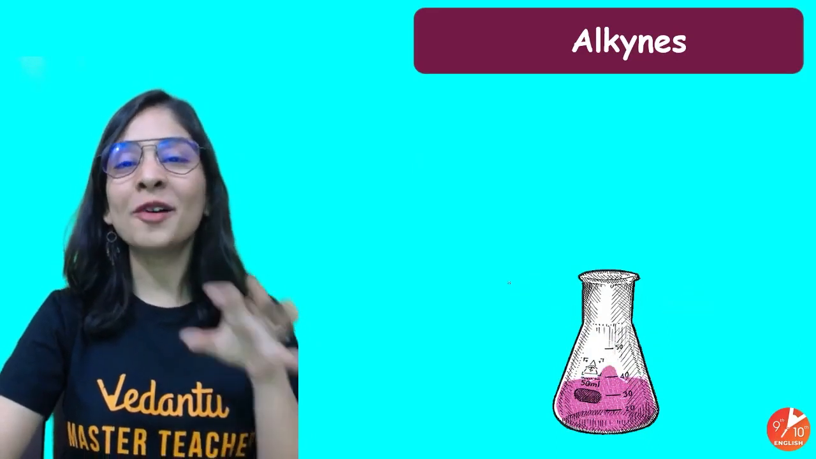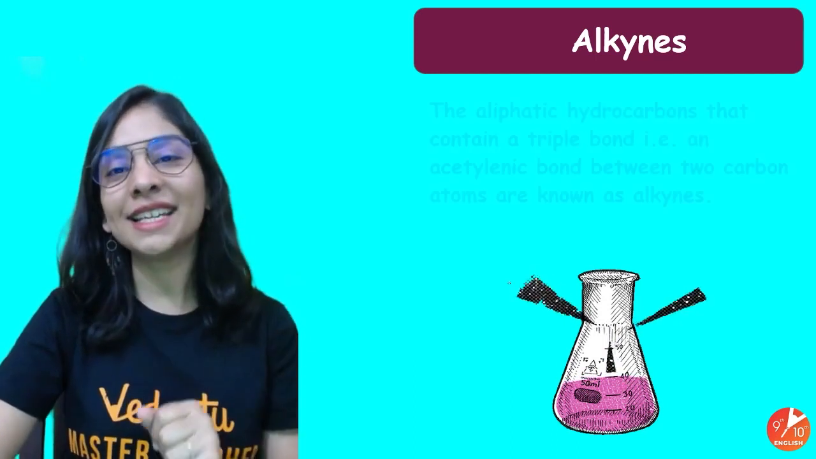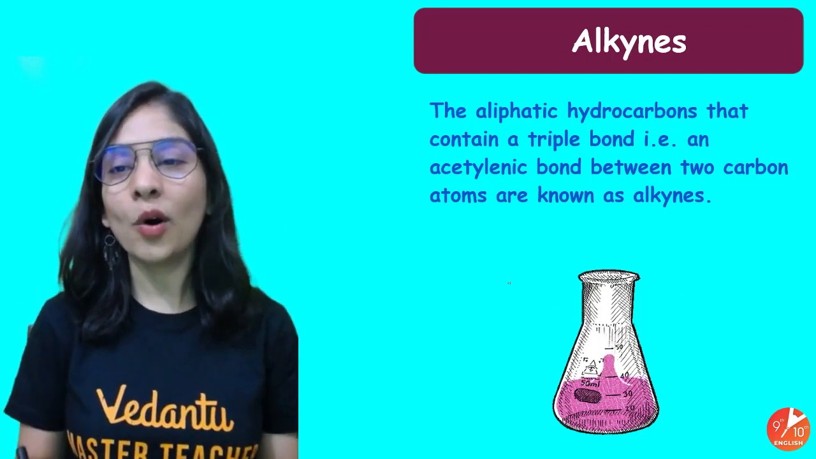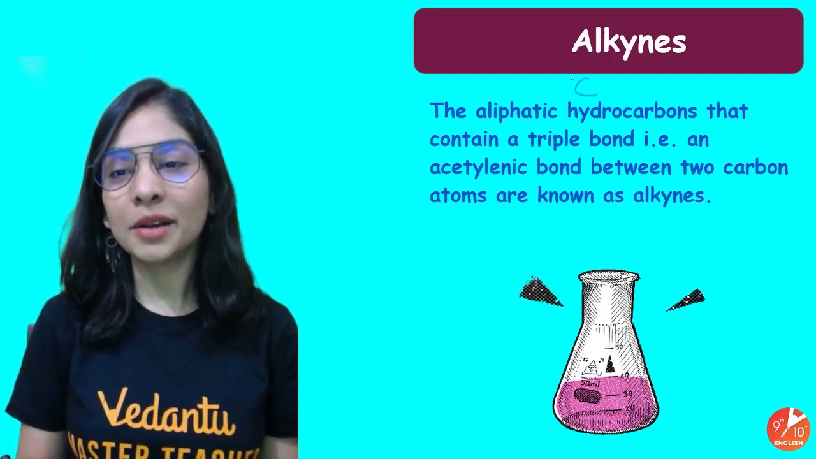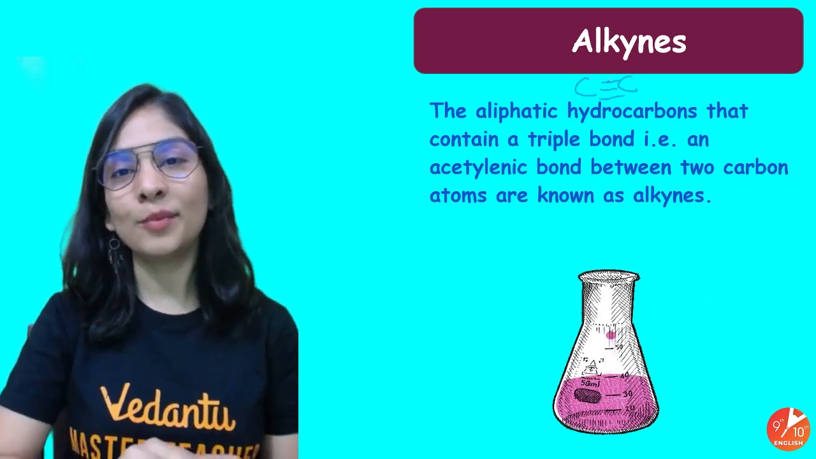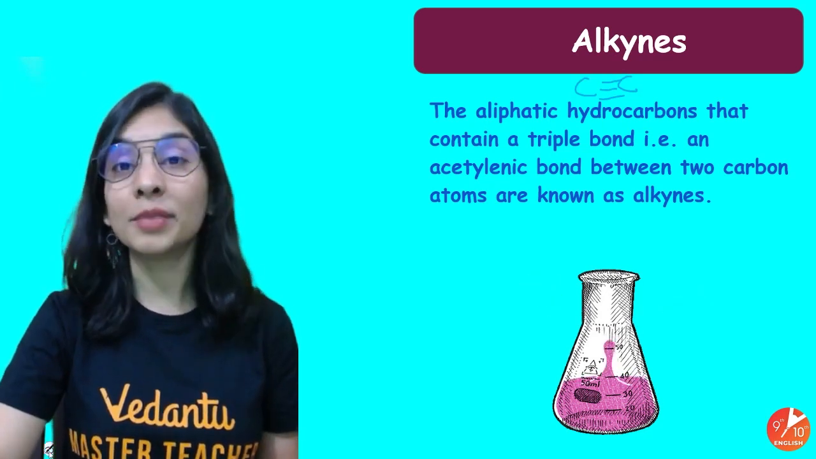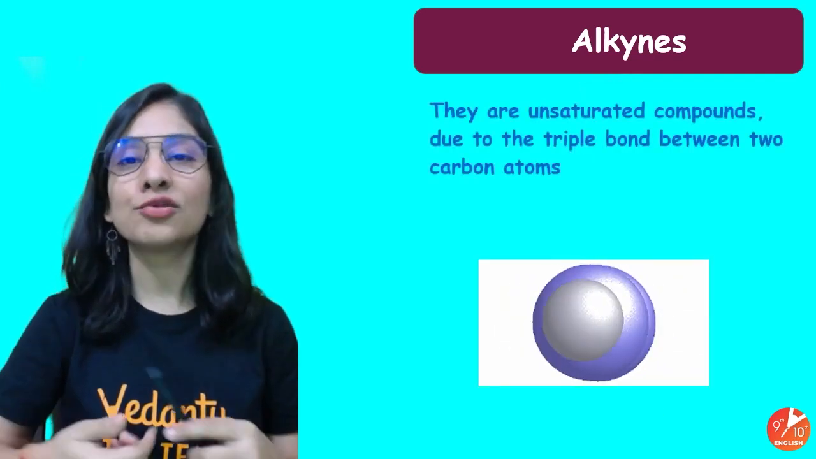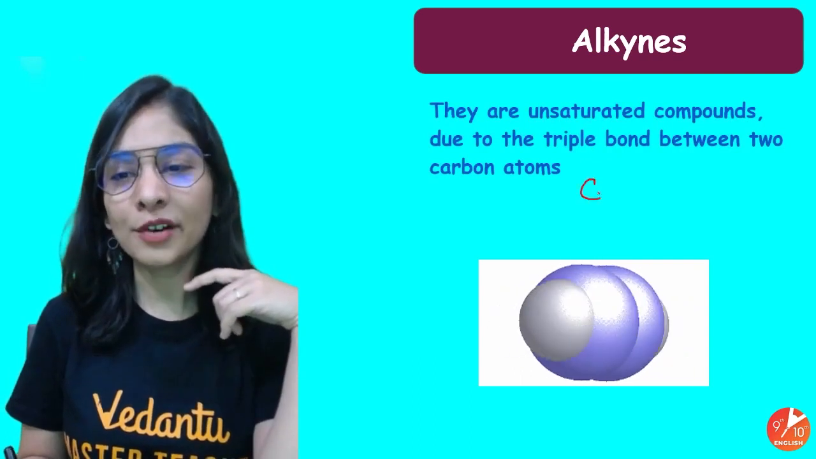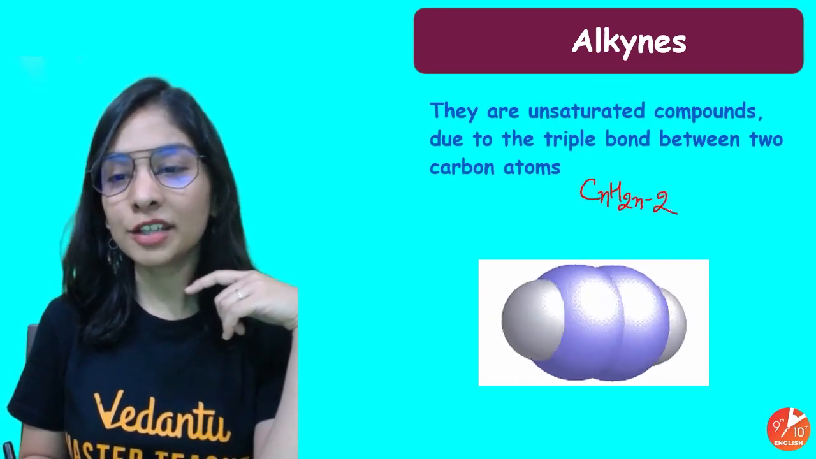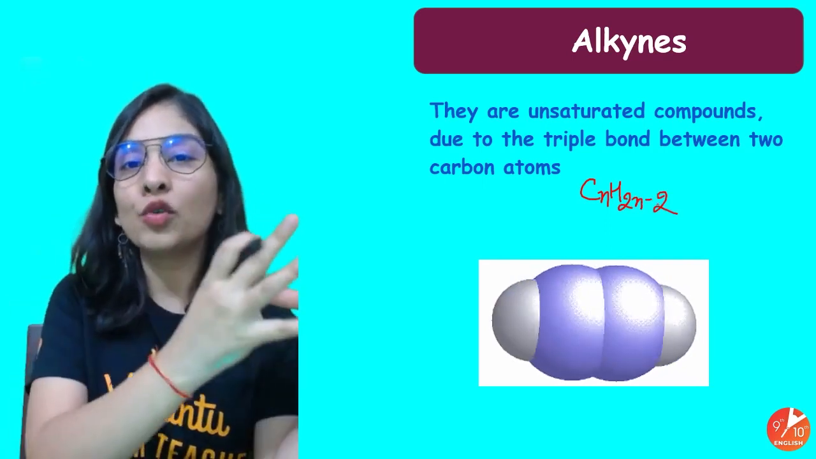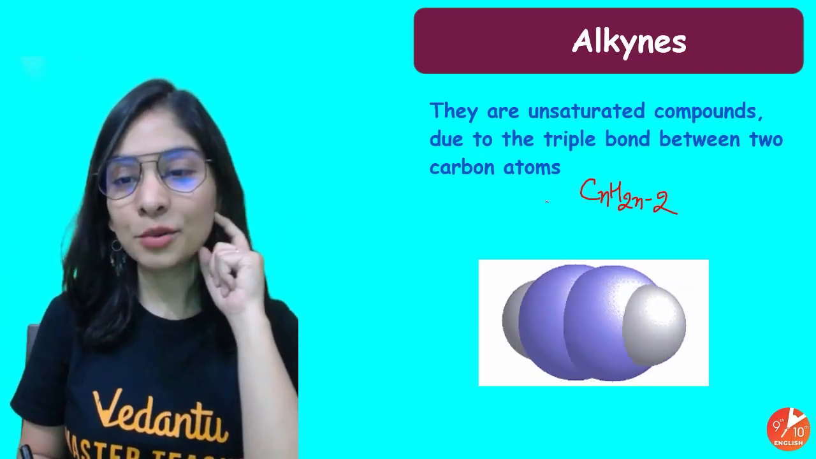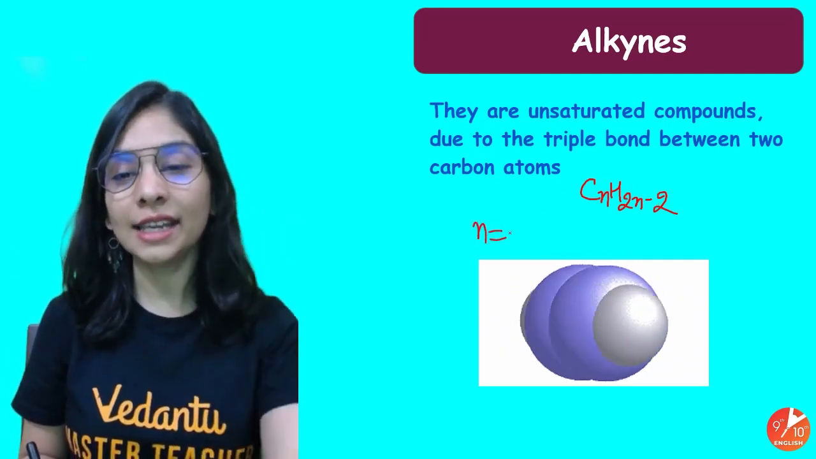Okay, let's talk about alkynes, isomerism, properties, and then we'll talk about chemical reactions in detail. Alkynes are unsaturated hydrocarbons where carbon and carbon have a triple bond. Let's talk about the structure. The general formula for alkynes is CnH2n-2. There's a difference of 2 hydrogens when we move from alkane to alkene to alkyne. CnH2n-2.